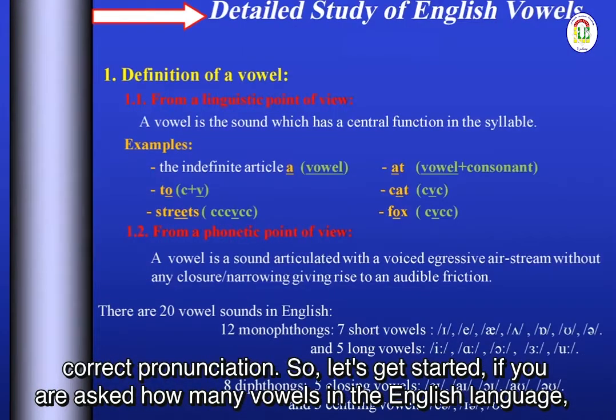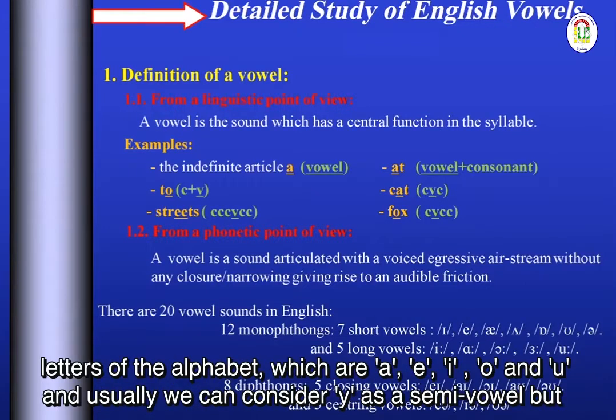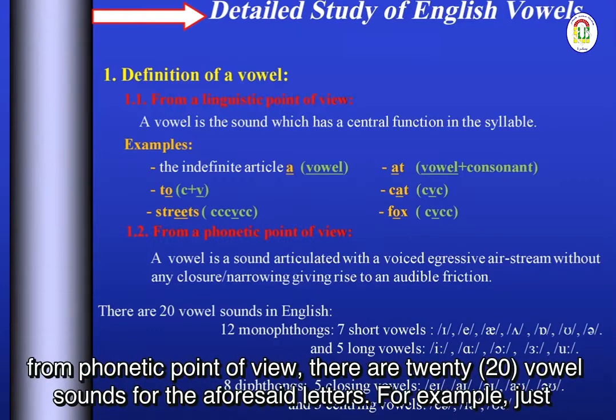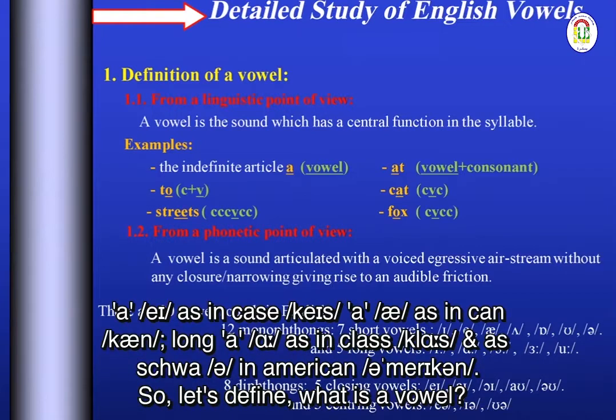So let's get started. If you are asked how many vowels there are in the English language, you will obviously answer that there are 5 vowels, that is the 5 letters of the alphabet, which are A, E, I, O, and U. And usually we can consider Y as a semi-vowel. But from a phonetic point of view, there are 20 vowel sounds for the aforesaid letters. For example, just the letter A can be pronounced in 6 different ways. It's pronounced as in call, as in case, as in can, long A as in class, and as schwa in American.